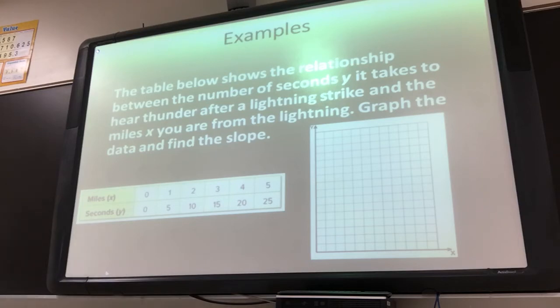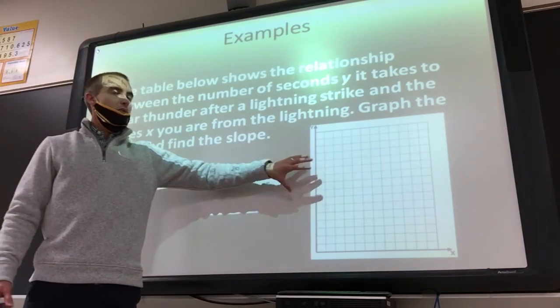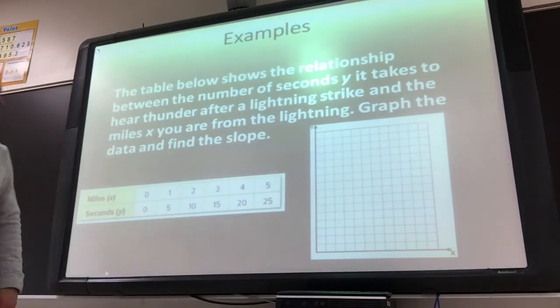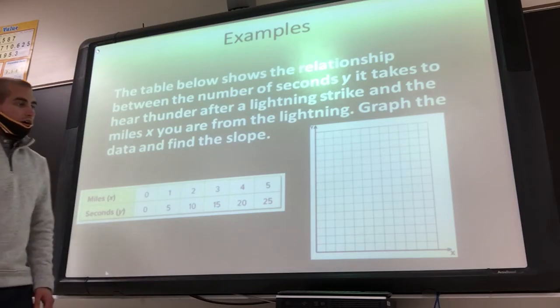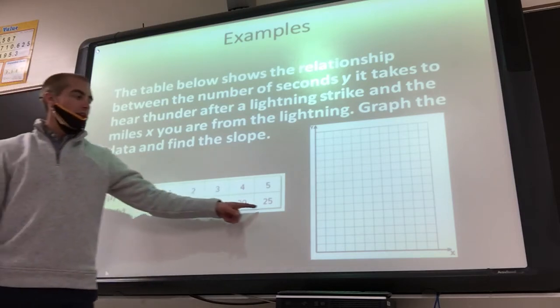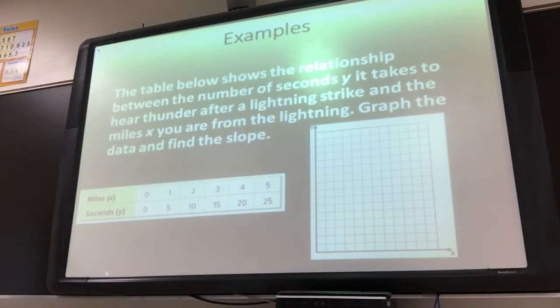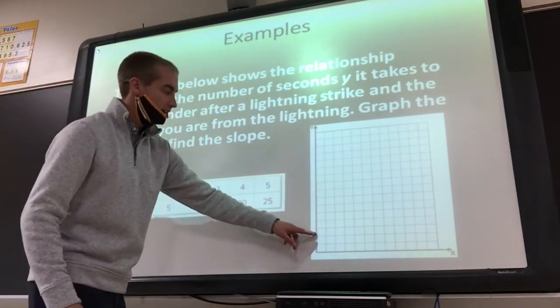So notice, it says, the number of seconds it takes to hear thunder after a lightning strike, and X is the miles you are from the lightning. So they already tell us what X and what Y are. X is miles and Y is seconds. I don't have room on my graph, but what should we do with the X and Y axis first? Label them, so make sure that you put miles on the X-axis and seconds on the Y-axis. It doesn't look like we're going to be able to go up all the way to 25 on the Y-axis, so what could we do to make sure we fit all our points on there? Well, let's go up by 5s, so every line on the Y-axis, we'll make that 5.